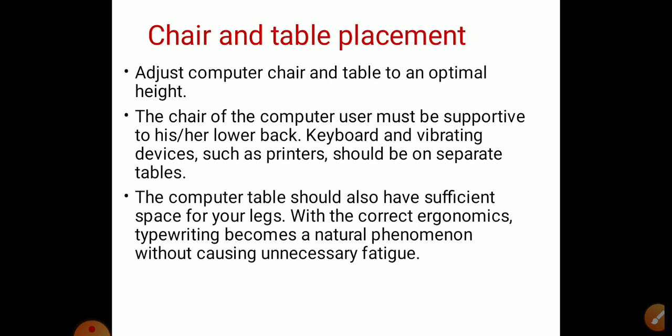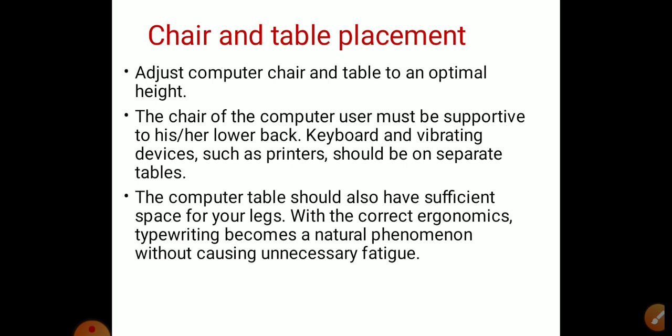Keyboard and vibrating devices such as printers should be on separate tables. Devices like mouse and printers: printers you can keep separately, but the keyboard you cannot, though it should be a little bit away from your monitor. If you have a computer table, it is easy for you. Otherwise, you can place it in your comfort zone where you are able to place your keyboard.